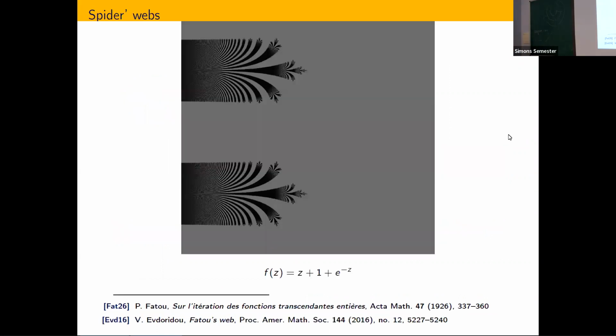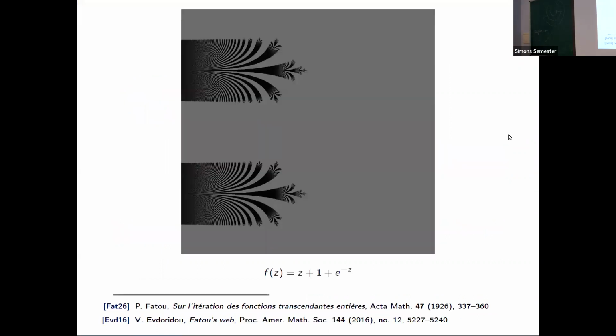There are also functions for which this does not go like this, where the first escaping set is not a spider's web, but still the escaping set is connected. This was proved by Basso. So this function here happens to be the other function that Fatou studied in the paper. For this function, the first escaping set consists of the collection of black curves together with some of the endpoints again.